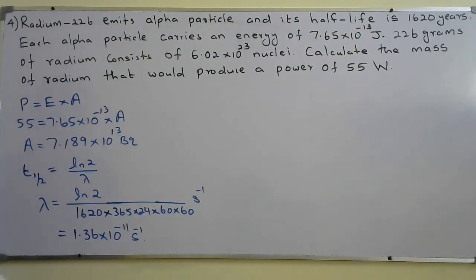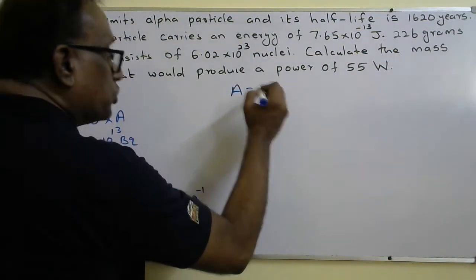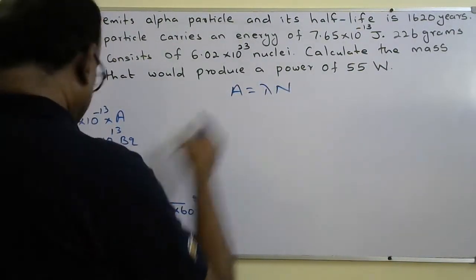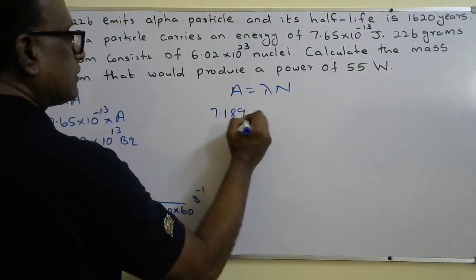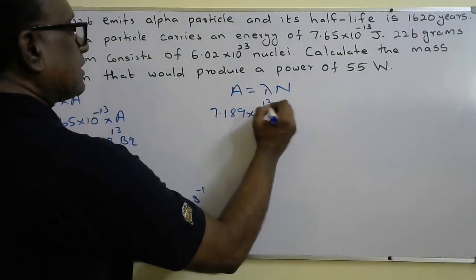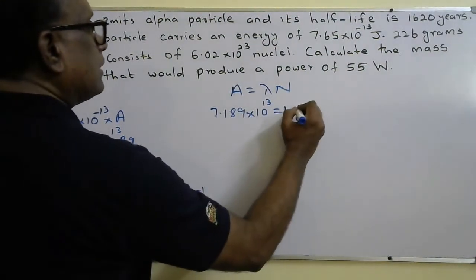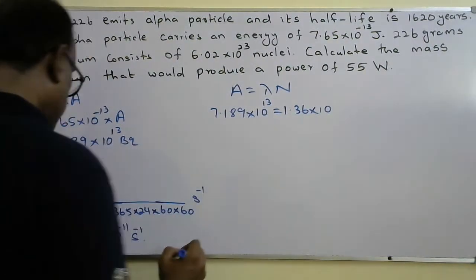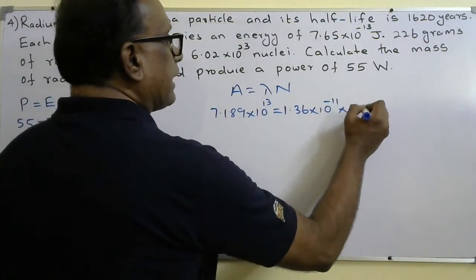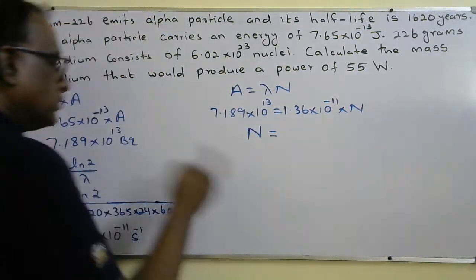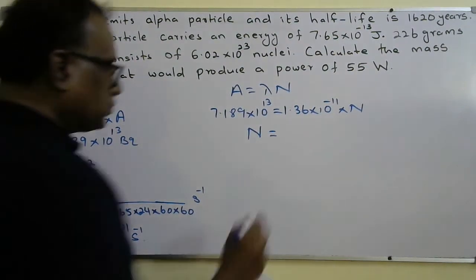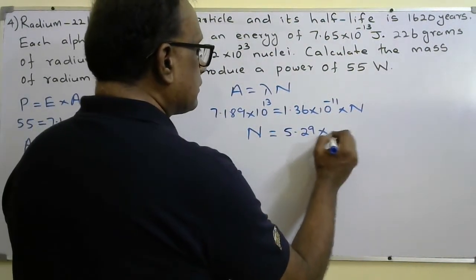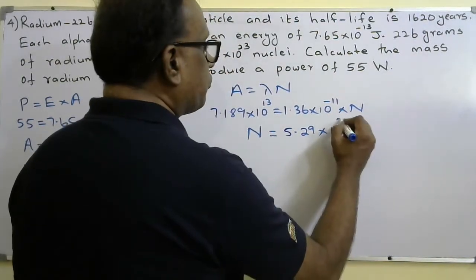So I found the lambda. Then I can use A equals lambda N and find how many nuclei we need to have this activity. So 7.189 times 10 to the power 13 equals lambda, which I found, 1.36 times 10 to the power minus 11, into N. Find the number of nuclei required to have this activity. So N will be 5.29 times 10 to the power 24.